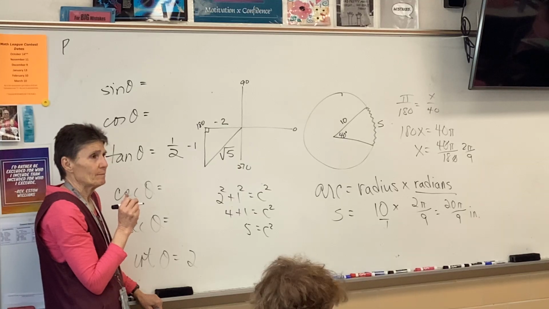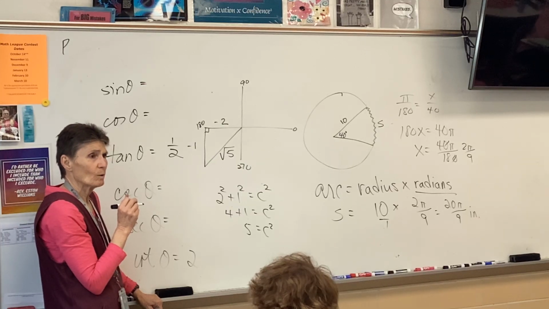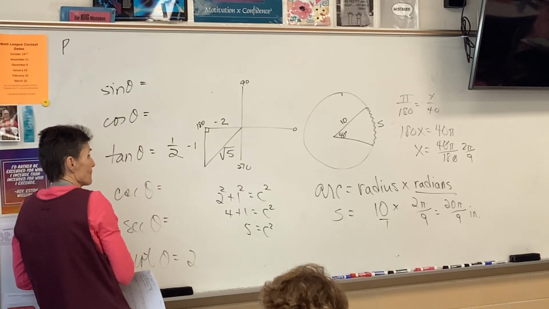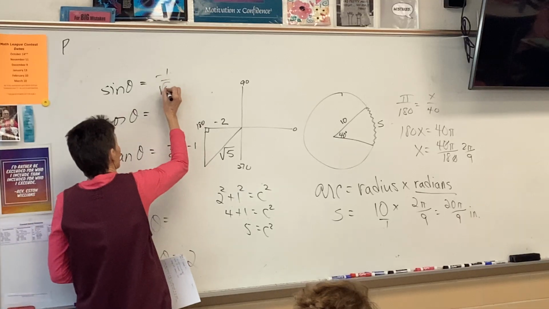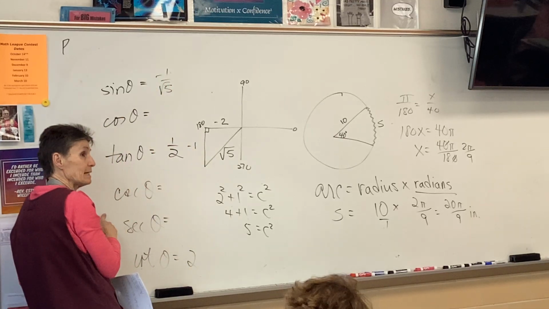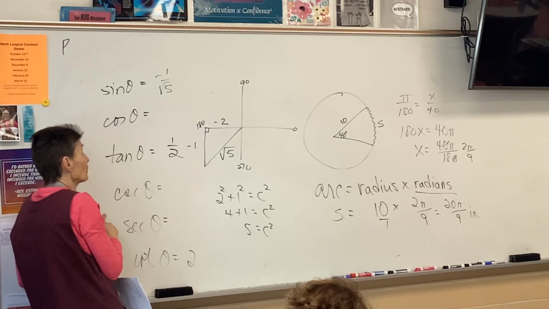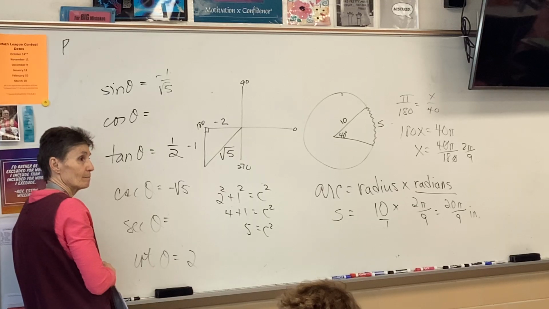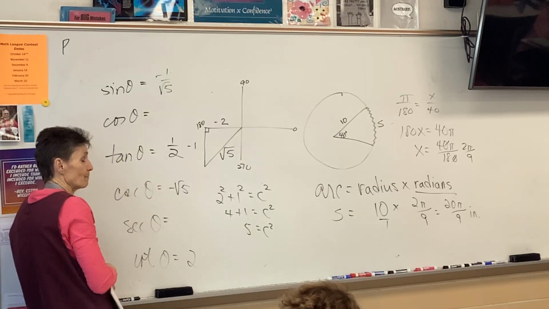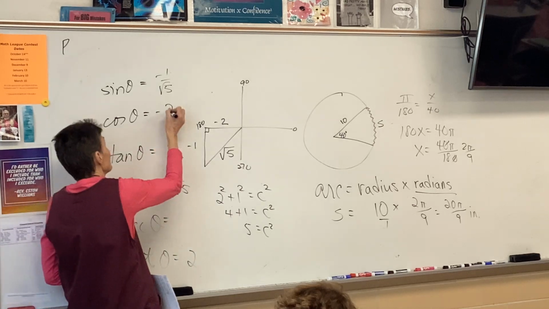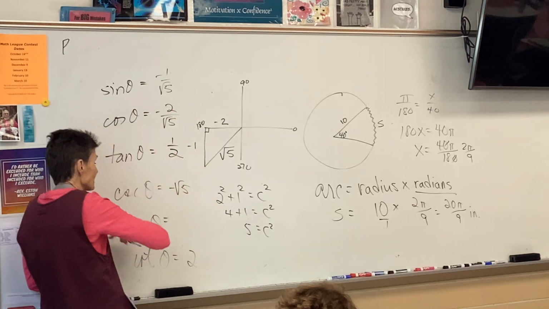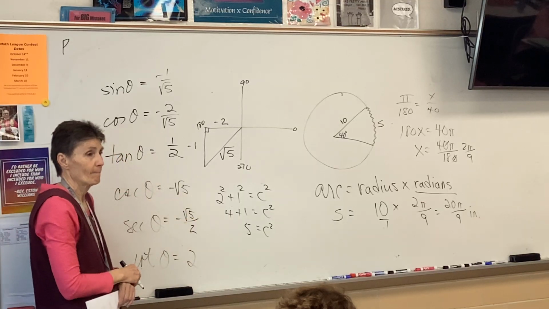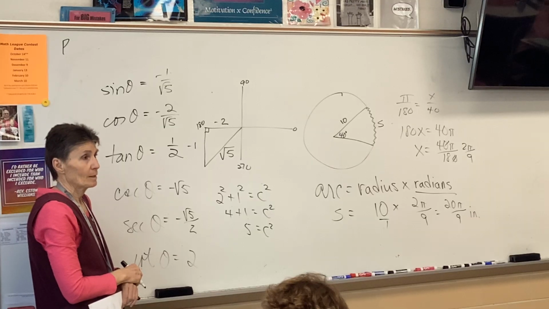All right, now what? I'm ready to answer the questions. So what's sine? -1/√5. I'm going to jump down and do cosecant because it's the reciprocal, so that would be -√5/1. What's cosine? -2/√5, which means the secant is -√5/2. And there we go.